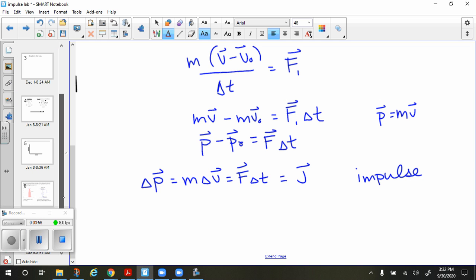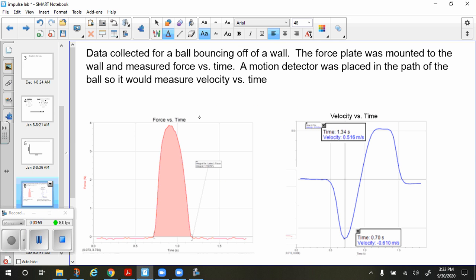So I'm going to skip around a little bit here to this slide. This is data collected from a ball bouncing off a wall. I mounted a force plate to a wall, and the force plate recorded the force as the ball was bouncing. It was a little bit of a squishy ball, so you can see the ball squish quite a bit as it bounced off. The force plate measures force versus time. I also had a motion detector in front of the ball, kind of like a little radar gun, that graphs the velocity of the ball before, during, and after the collision.